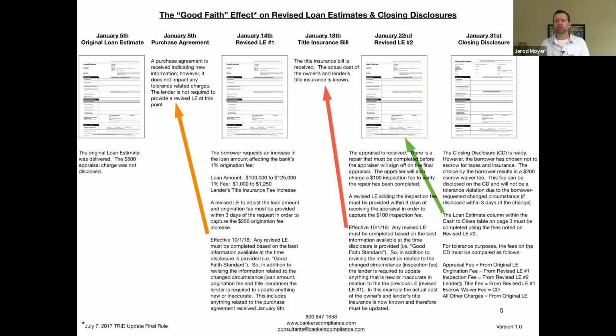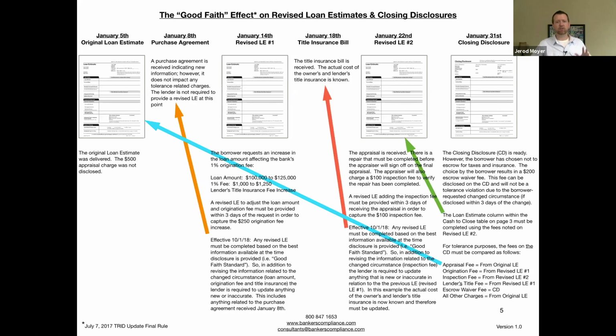It is not used at all for tolerances. It's simply numbers taken from a piece of paper and they get put in the cash to close section, and you compare the closing disclosure to it, but not for tolerance purposes. So that's the second paragraph that you'll see in the January 31st column.